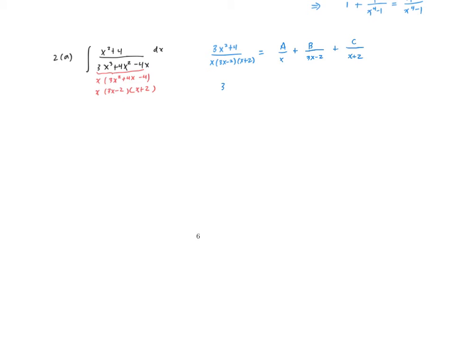Take the denominator on the left and multiply through by it. In the first term, the x's cancel. In the middle term, the 3x minus 2's cancel. And in the third term, the x plus 2's cancel. And now, by substituting in an intelligent choice for x, we can immediately determine all three of the constants. So if you have not done so already, I would like you to pause the video and determine those values.